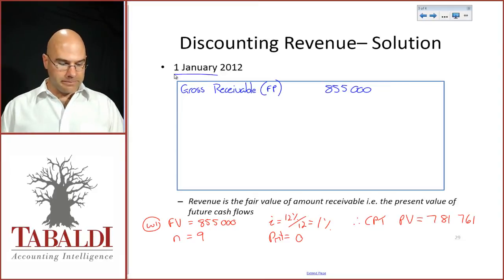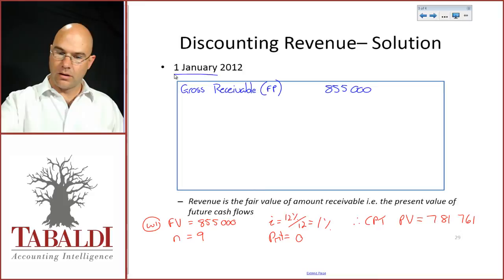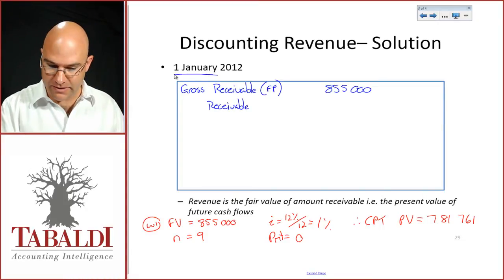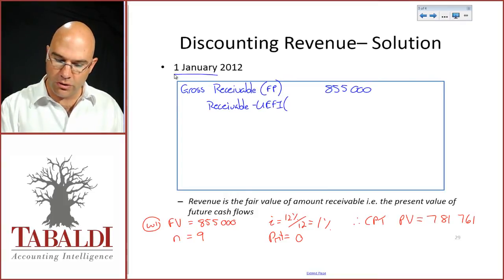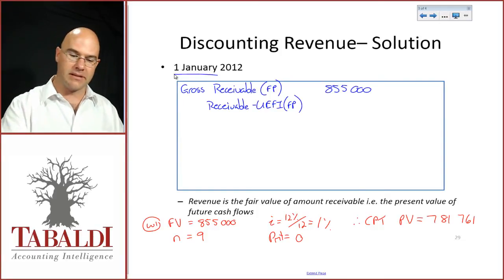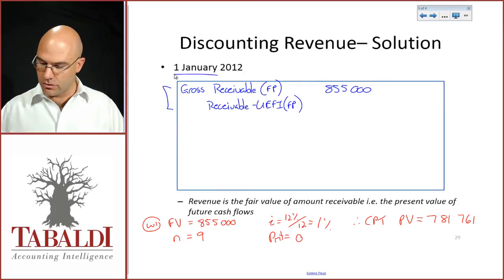So what am I going to do? My unearned finance income, we'll call this also a receivable, but a negative receivable called an unearned finance income. Also a financial position account. It reduces the debtor, please, ladies and gentlemen. Those two are together. Okay, so do the maths quickly.